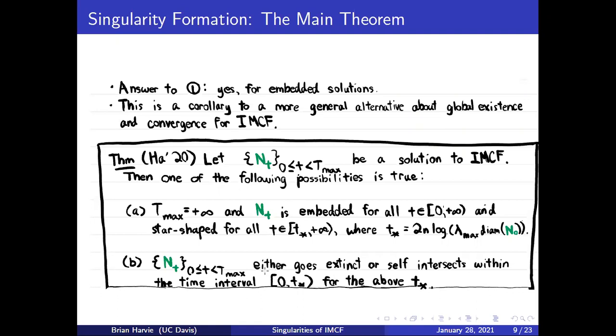Something I'll mention, if you know a little bit about mean curvature flow, is that you couldn't have self-intersections for mean curvature flow, but you can certainly have intersections here. But my point is that if either of these things happen, they happen within a prescribed time interval. And if they don't happen, you will be star-shaped beyond a specific time. Now, once a surface is star-shaped, it has spherical topology. And if it's embedded for all times, that means that it started with spherical topology. So if you start with a surface that doesn't have this topology, it needs to satisfy B rather than A. And that's why I said that the answer to 1 is yes for embedded solutions.